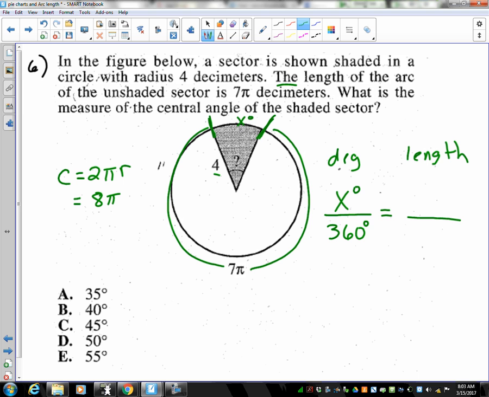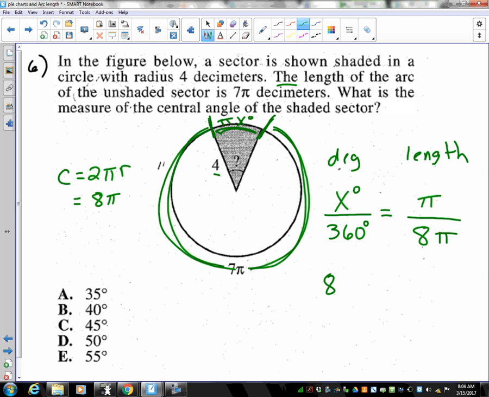Now, if this much is 7 pi and the total distance around the circle is 8 pi, that means that this length is just pi. So now we can do our part to total with our lengths here. The length that goes with that measure would be pi, and then the total length there would be 8 pi. Okay, now we can just cross multiply and solve here.